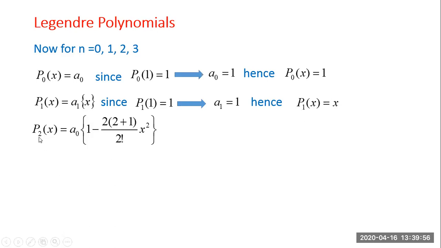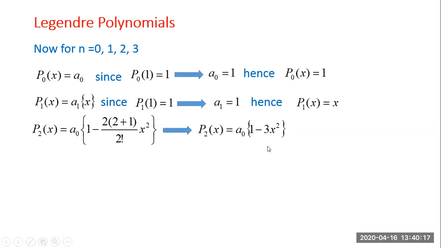Similarly, select n is equal to 2. So 2 is an even integer. So take the first case, put n is equal to 2 in the first one. You get a0 into 1 minus (2 into 2 plus 1) by 2 factorial into x square, which is a0 into 1 minus 3x square. So this is 2 into 3 by 2, so you get 3x square.